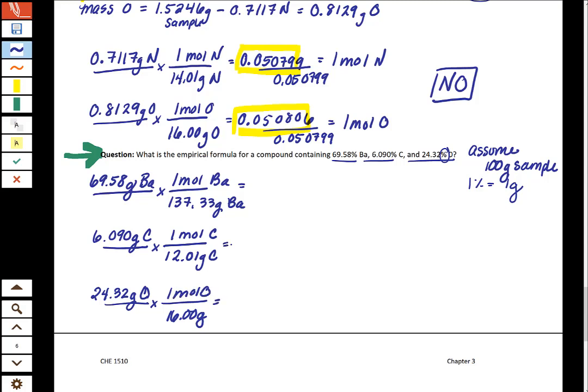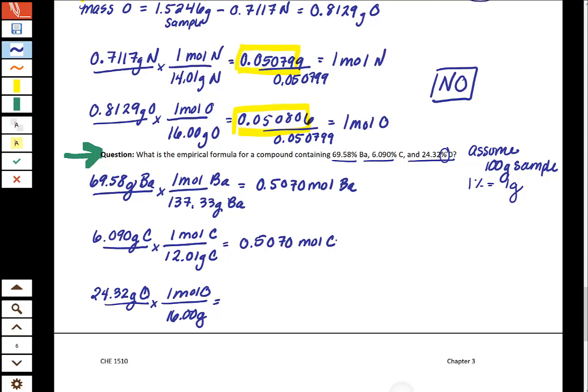All right, remember, we're writing down at least 4 sig figs for all of these because it's going to make your division nicer. So we have about a half a mole of barium, about a half a mole of carbon. Oops, 1 decimal place too far. Let's fix that. That's better.